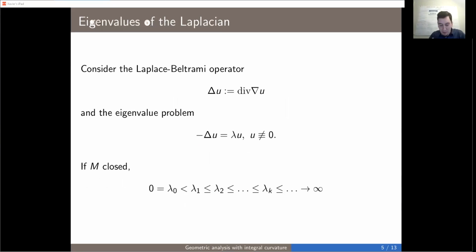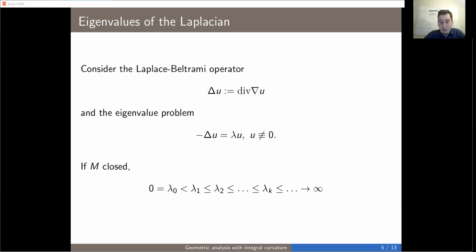Okay, so let me move on to what I'm really going to be talking about today. I'm going to be presenting a few estimates on eigenvalues. We're going to be studying what's called the Laplace-Beltrami operator, or the Laplacian for short, acting on functions. I'm going to define the Laplacian to be the divergence of the gradient, just as you do in Euclidean space, and we're going to be studying this eigenvalue problem. We just want to find eigenvalues of the Laplacian.